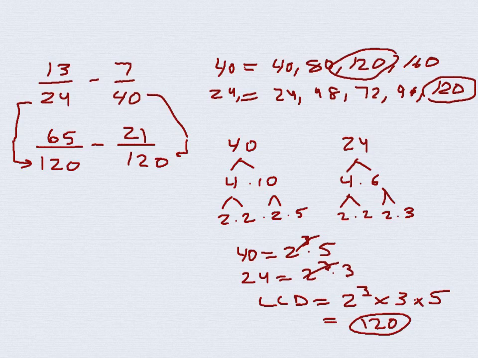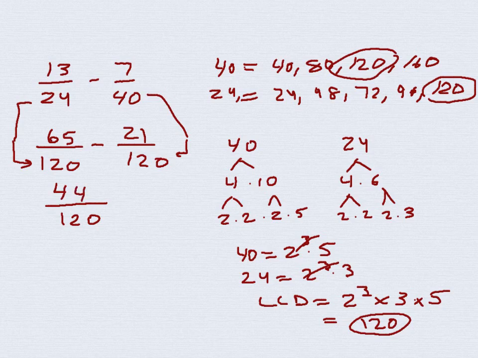Now we have like denominators. To finish the question, we're going to subtract. So 65 minus 21 is going to give us 44 over 120.